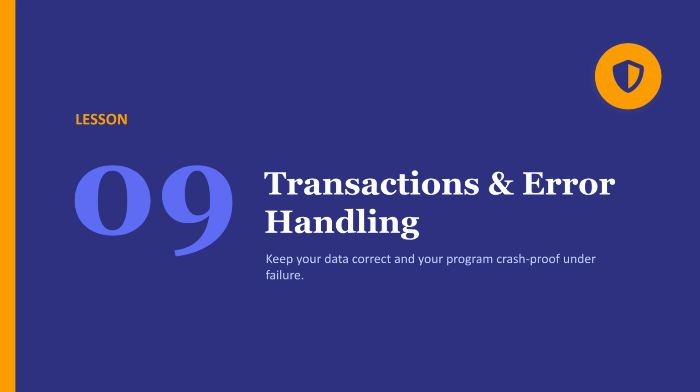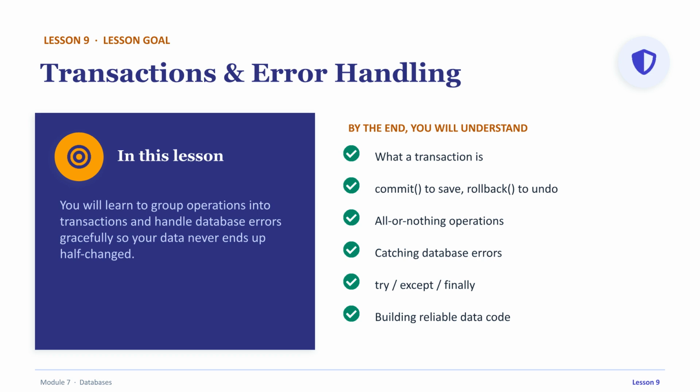What happens when something fails halfway through? Let's make our data bulletproof with transactions and error handling. This lesson keeps your data correct under pressure. You'll learn what a transaction is, how commit and rollback work, why some operations must be all or nothing, and how to catch database errors gracefully with try, except, and finally.